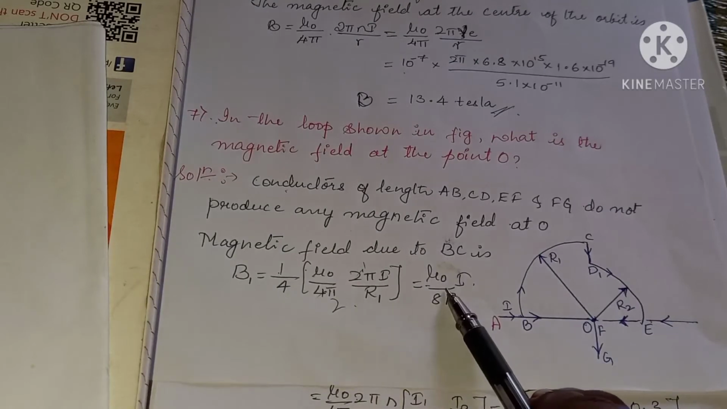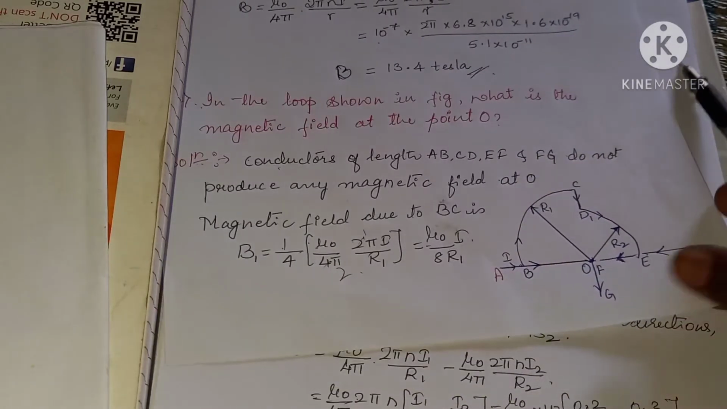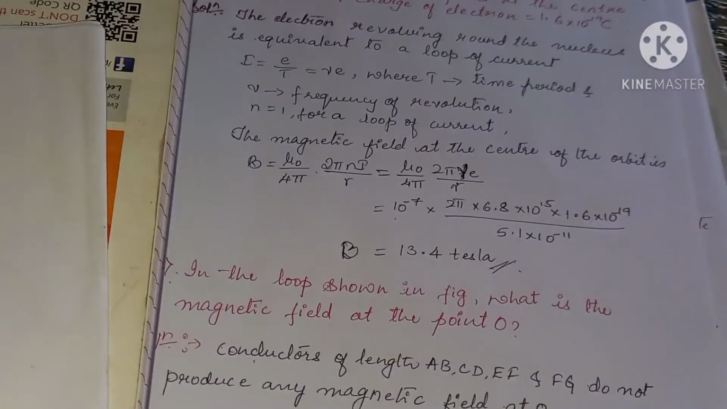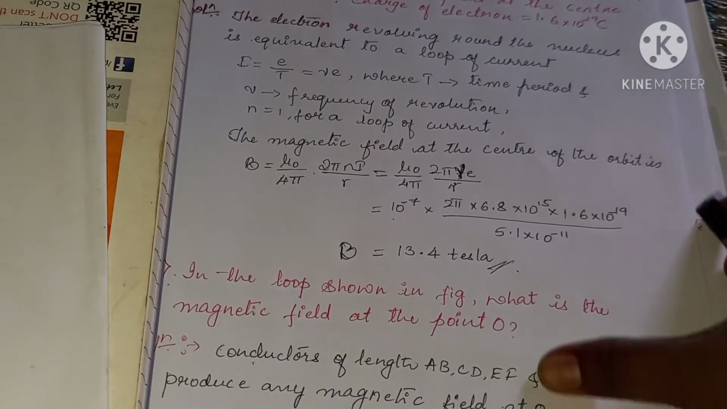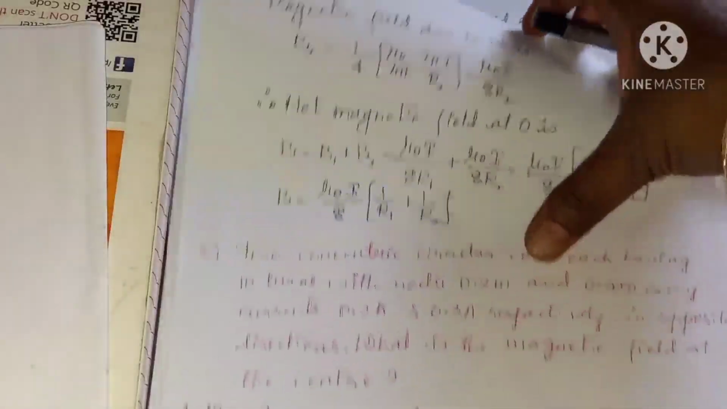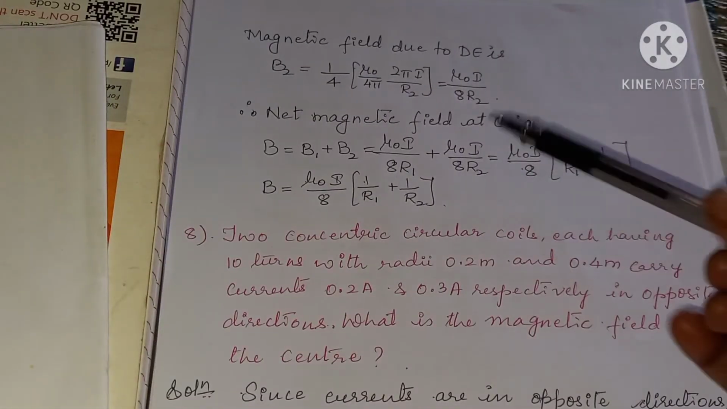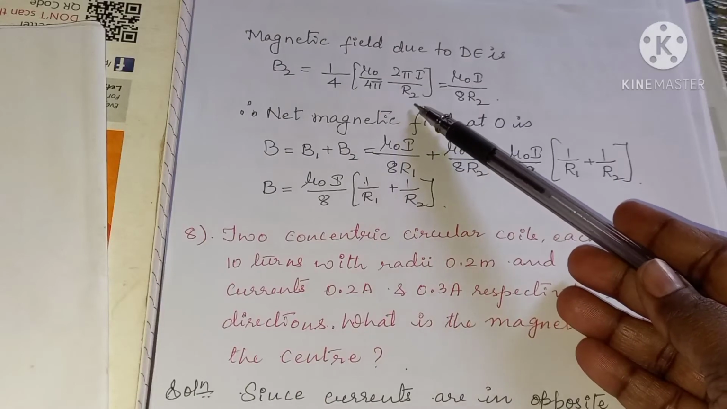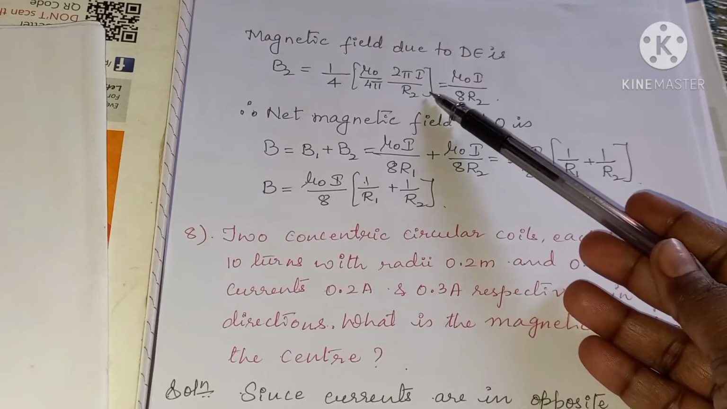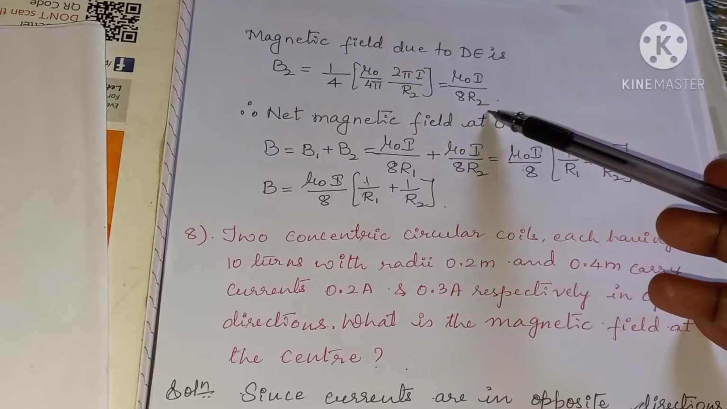What you get, the answer is mu naught I by 8 r1. And similarly for b2, the magnetic field due to DE, we have b2 equal to 1/4 again, mu naught by 4 pi, 2 pi I by r2. That is again, you get mu naught I by 8 r2.